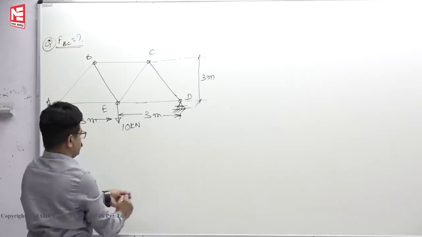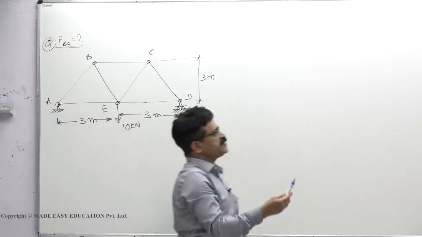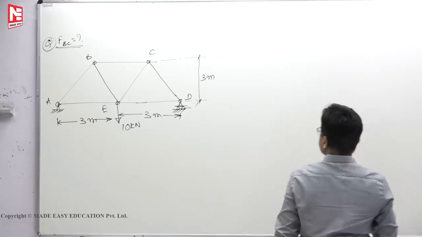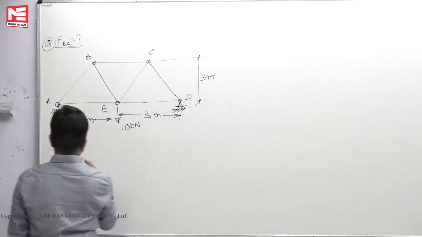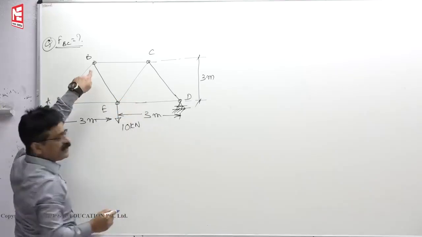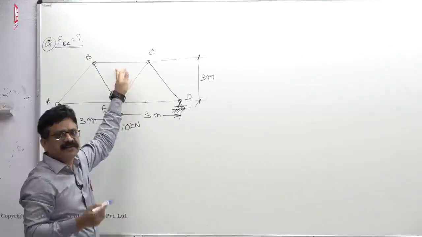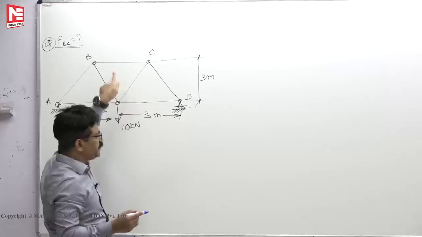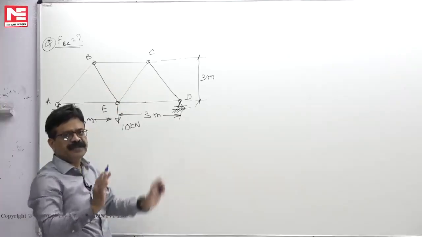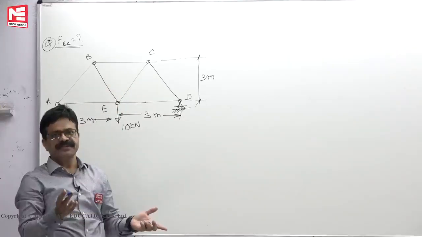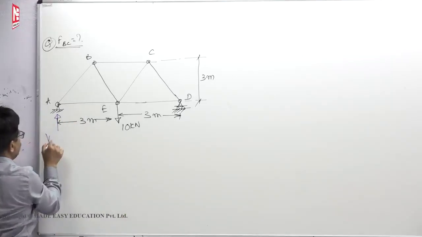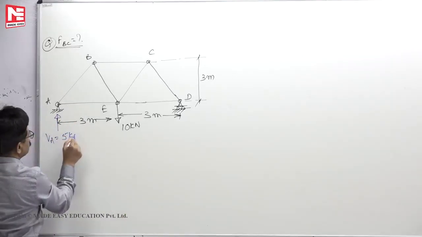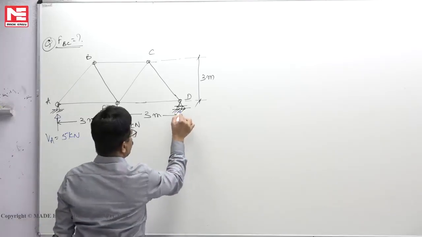Now you see, what is the first step? As in the earlier problem I told you, first step is to find the support reactions. Whether the truss is symmetrical or not, if the loading is symmetrical, support reactions will be equal. They will share the applied load equally. So from this you will get VA is 5, VD is also 5.